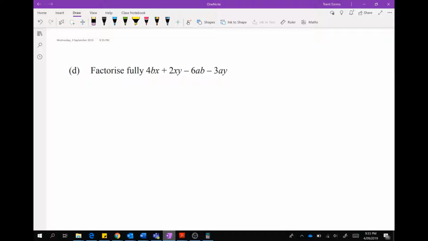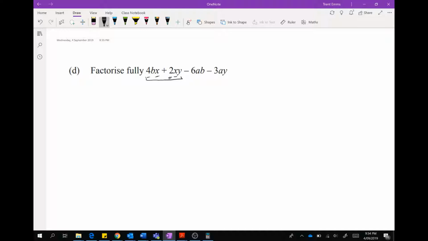Part D, factorise fully 4bx plus 2xy minus 6ab minus 3ay. So just looking at this at a start, it sort of looks like nothing's got like terms in all 4 terms. There's no squared, so it doesn't look like you're going to get double brackets. So just try and look at it in a different way. If we look at the first 2 terms here and here, and just try factorise that on its own, we do notice that there's a common factor of x and a common factor of 2, as 4 can be divided by 2 and so can 2.